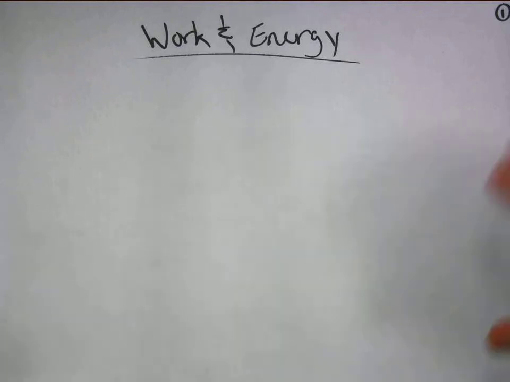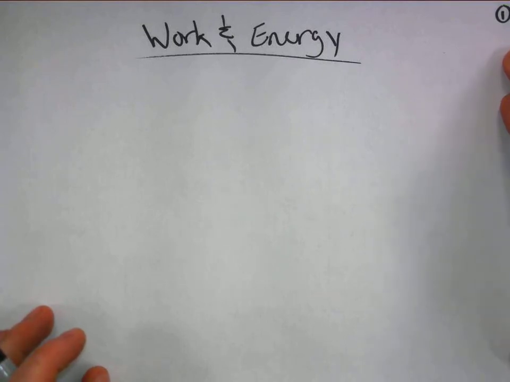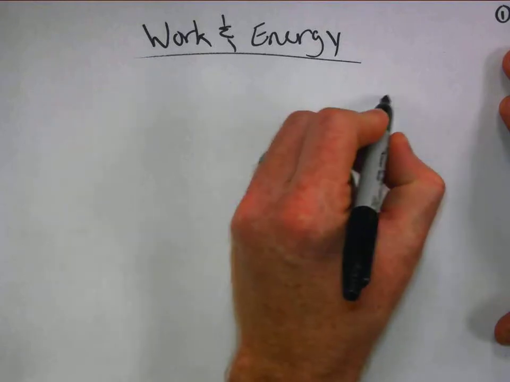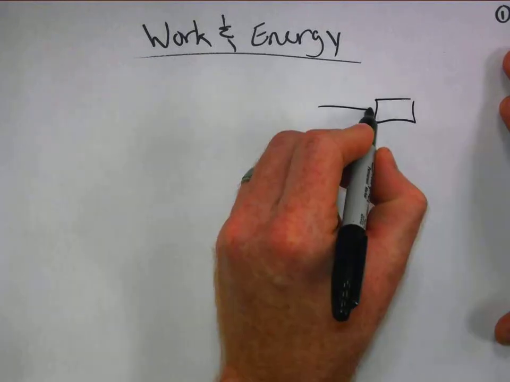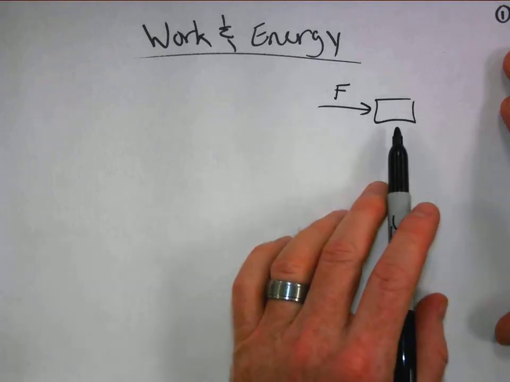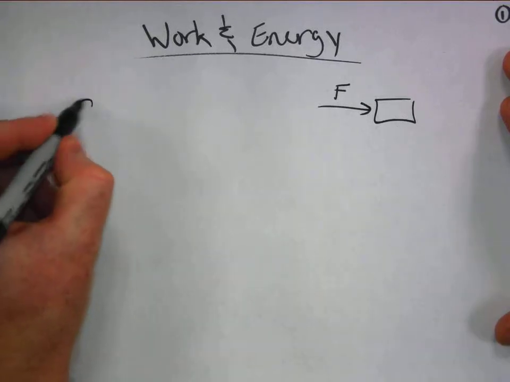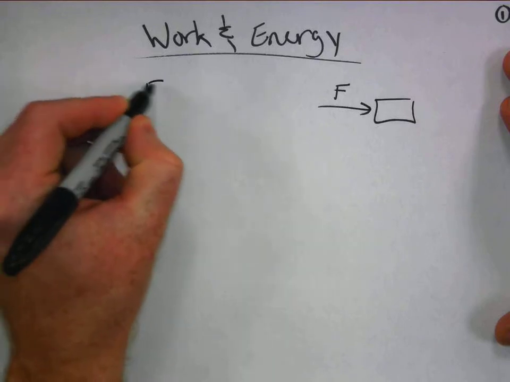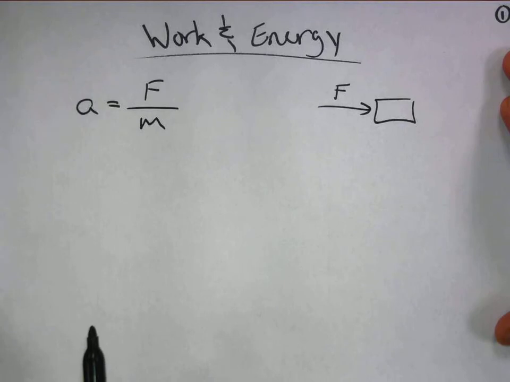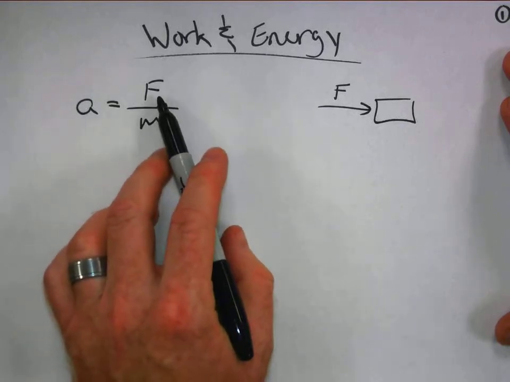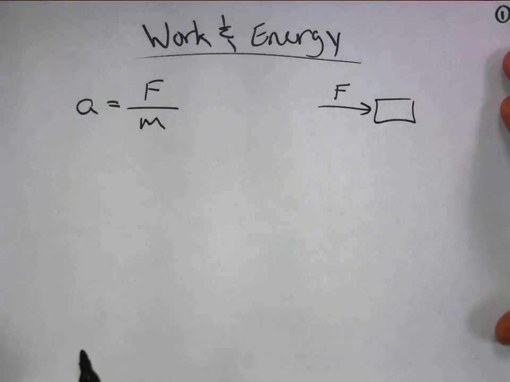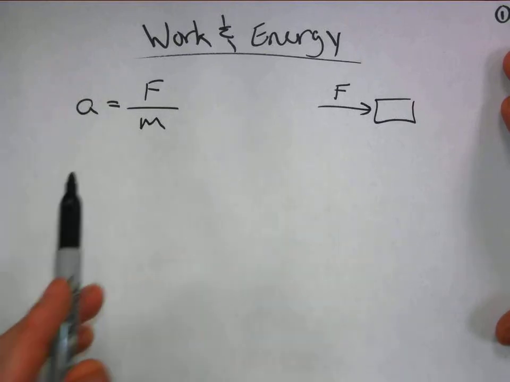First, I want you to recall that when there's a force acting on an object, it doesn't matter what the object is, then that object will accelerate according to Newton's second law. So acceleration is proportional to the force acting on the object and inversely proportional to the mass of the object. The stronger the force, the stronger the acceleration that that object experiences. And basically that is Newton's second law.